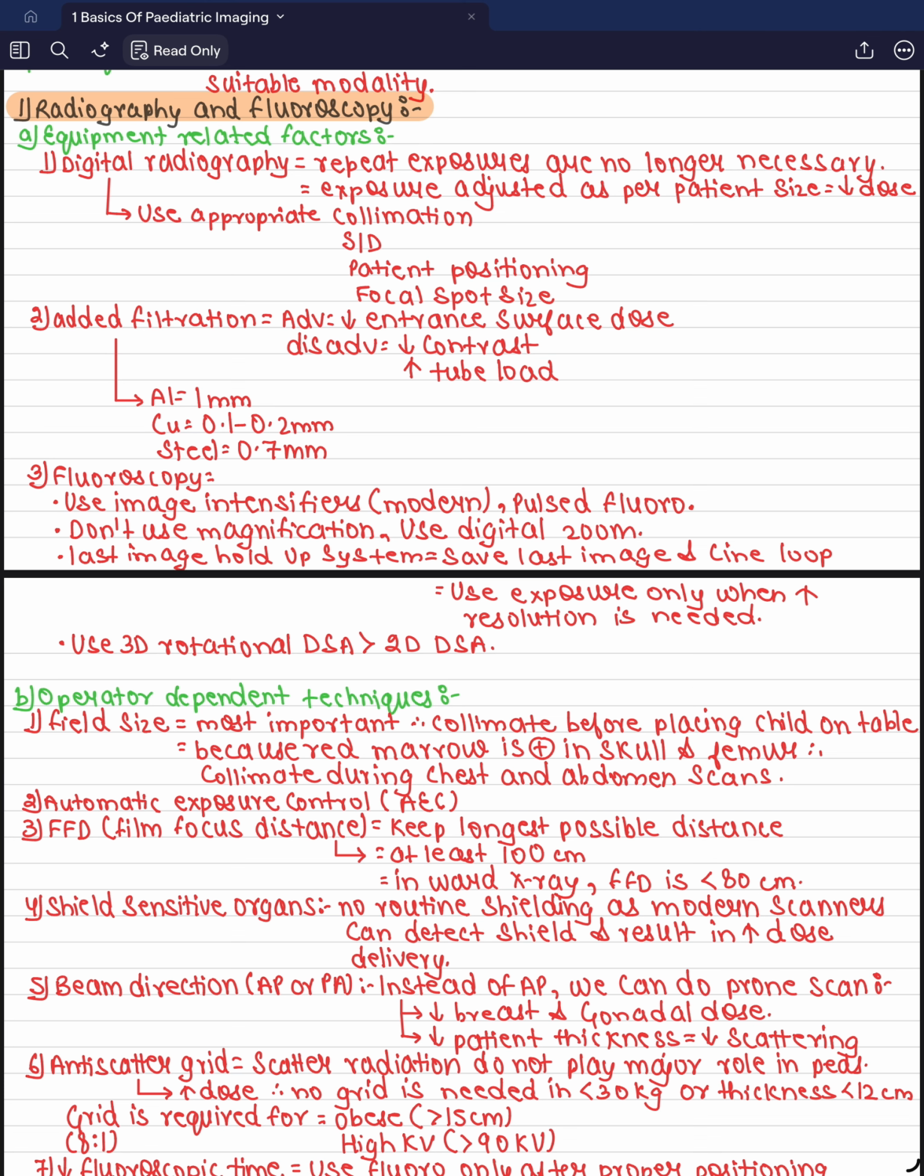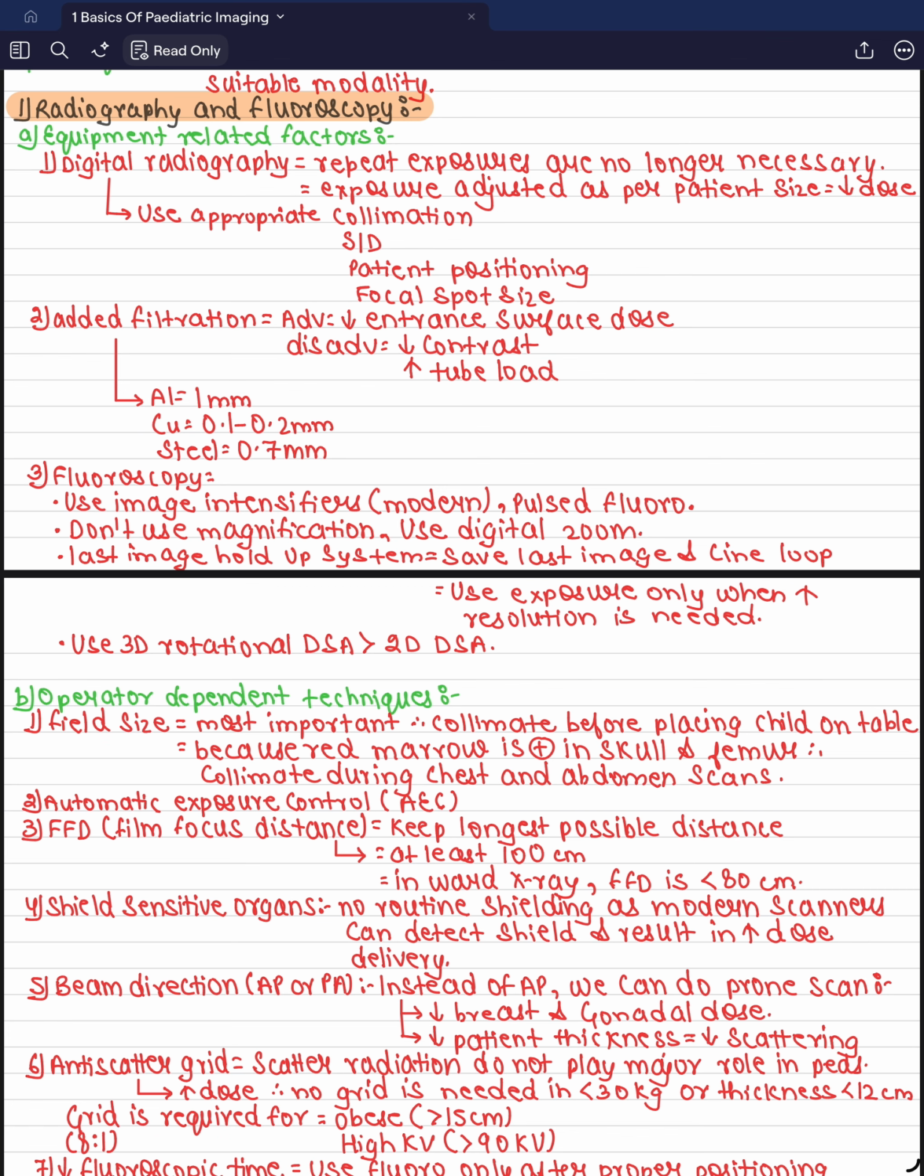Then what can you do during fluoroscopy to decrease dose? You should use modern image intensifiers, and use pulsed fluoroscopy, meaning you should give the x-rays in a pulsed manner. You should not use any magnification. Instead, you should digitally zoom the image to look at that particular area. And while doing fluoroscopy, you can use the last image hold system. What do you mean by this?